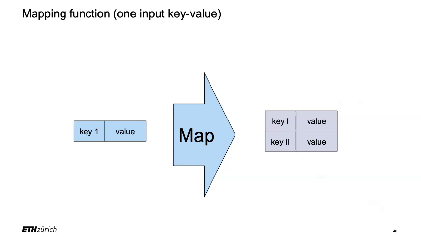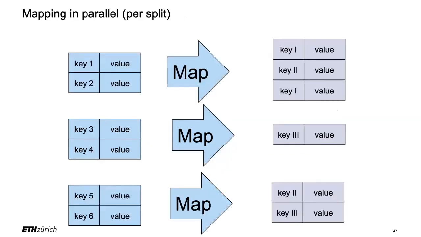Next, what's going to happen is that we take each one of these key values in the input, and we apply a map function. It's just a mathematical function that takes the key value and outputs 0, 1, or more intermediate key values. What function is that? Well, that's the user who decides. It's you, the user of MapReduce. You provide the map function to MapReduce, and that function is supposed to take a key value and output 0, 1, or more intermediate key values.